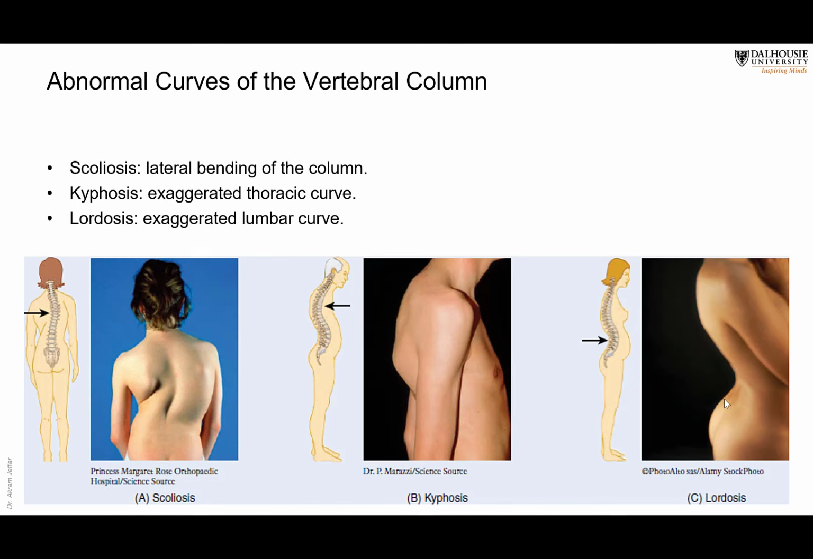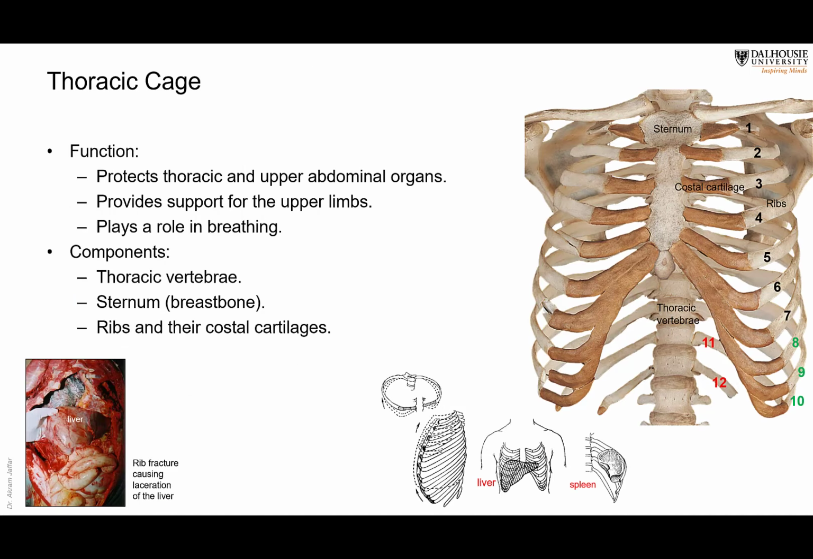There are abnormal curvatures, like scoliosis, which is a lateral curvature, kyphosis, which is accentuation of the thoracic part of the vertebral column, and lordosis, which is an accentuated curvature of the lumbar region. The thoracic cage protects thoracic and upper abdominal organs, provides support of the upper limbs, and plays a role in breathing, because when the ribs move, as we will see in the respiratory system, they change the dimensions of the thorax and will make a negative pressure inside the thorax, which sucks the air in.